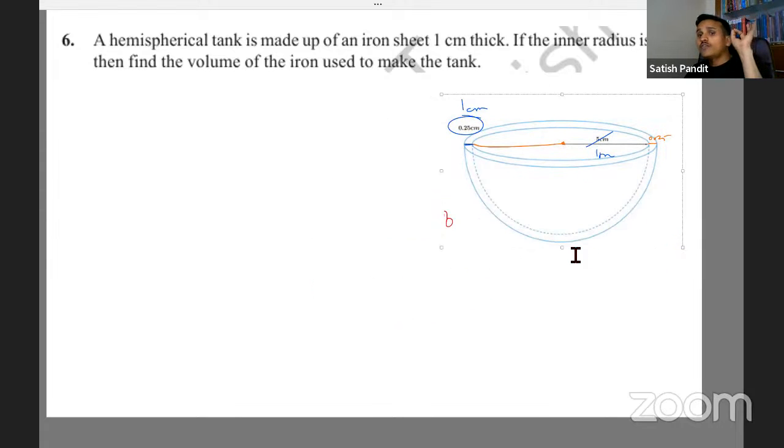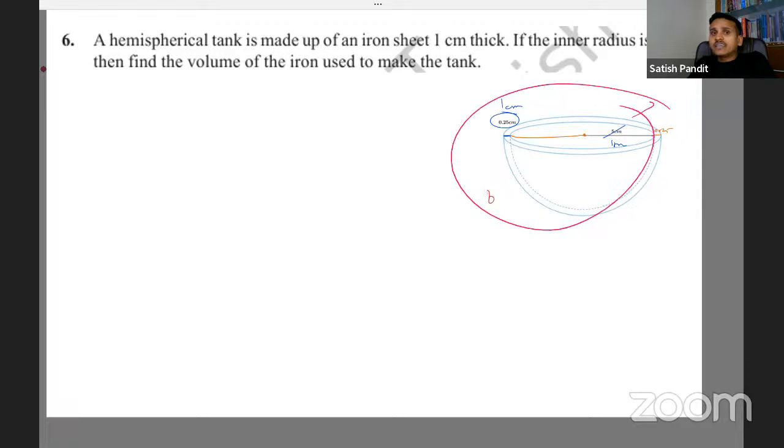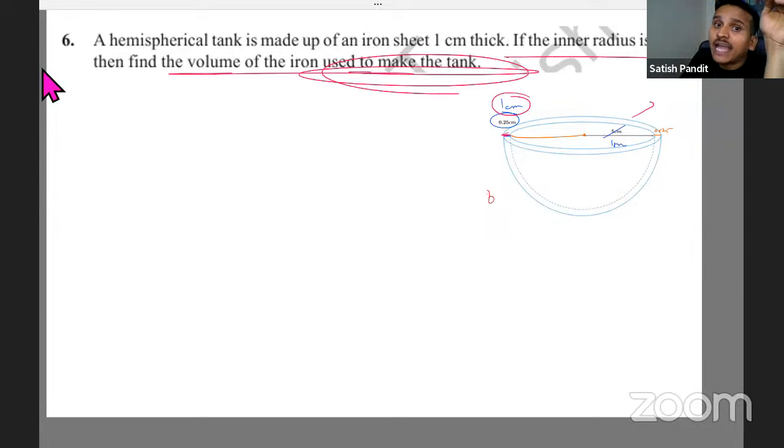All of you have to understand first. I'll read the question once again. It says a hemispherical tank is made of an iron sheet of 1 centimeter thick. So we have a hemispherical tank made of an iron sheet 1 centimeter thick. If the inner radius is 1, find the volume of iron to be used to make the tank.